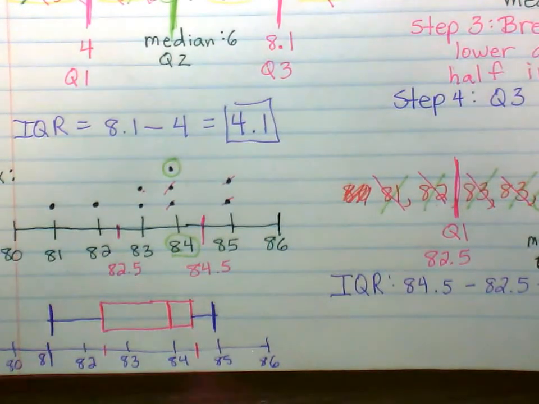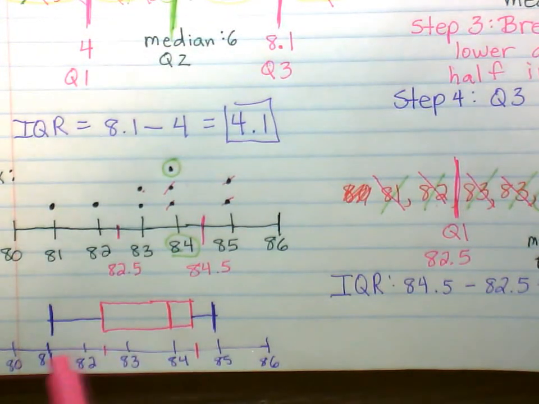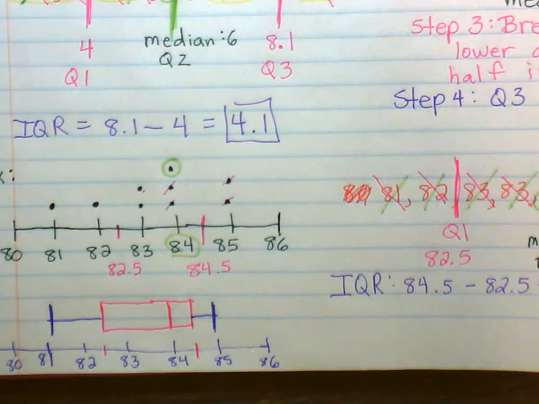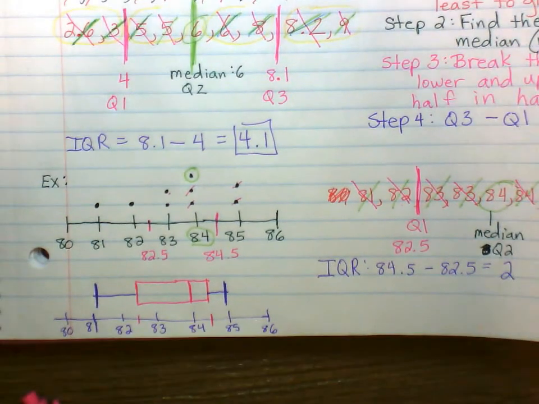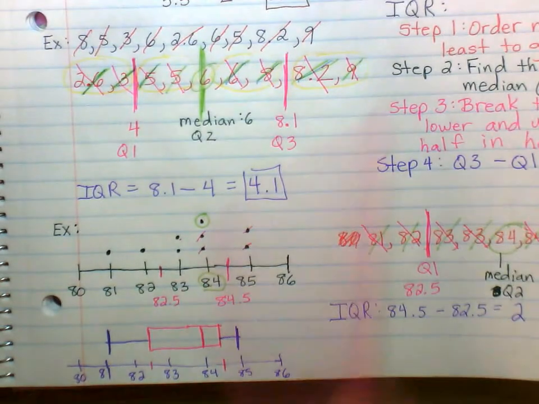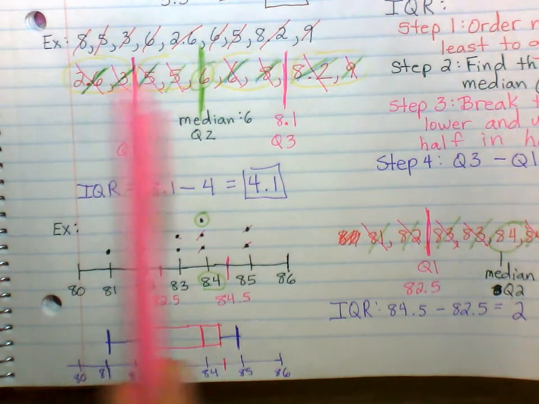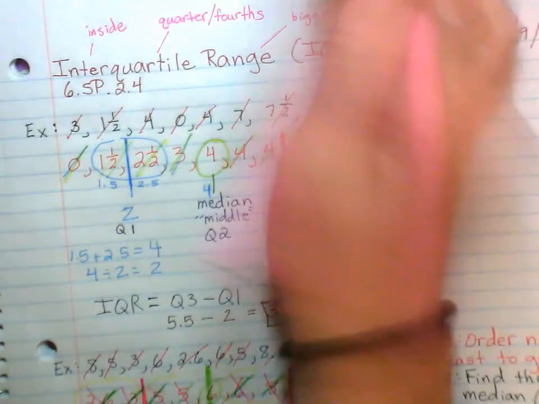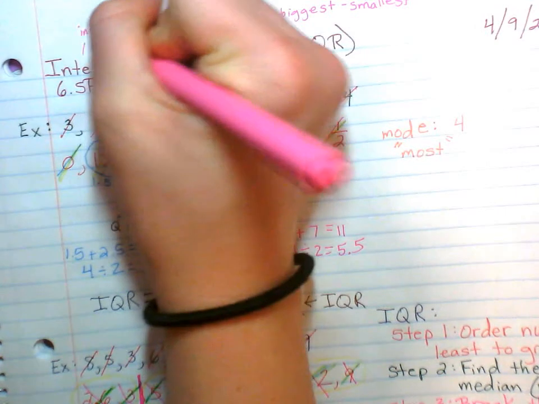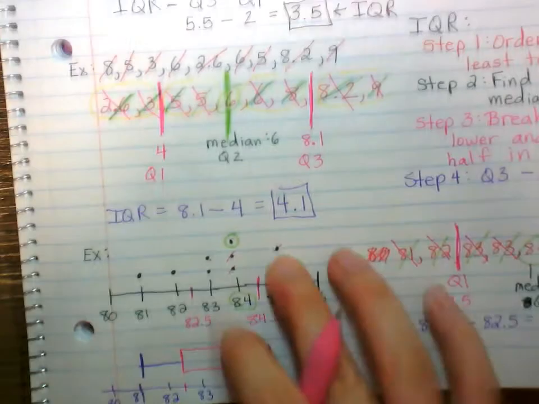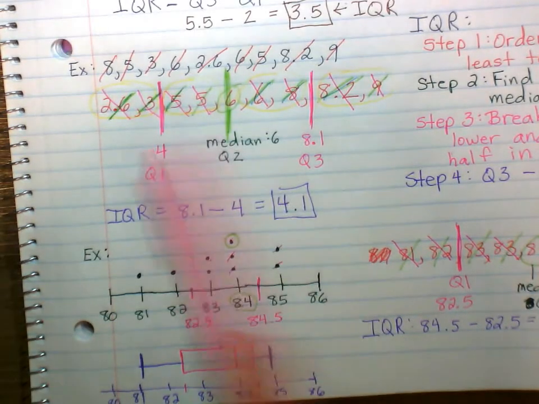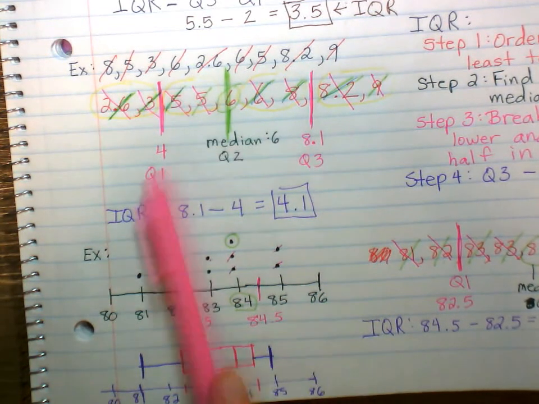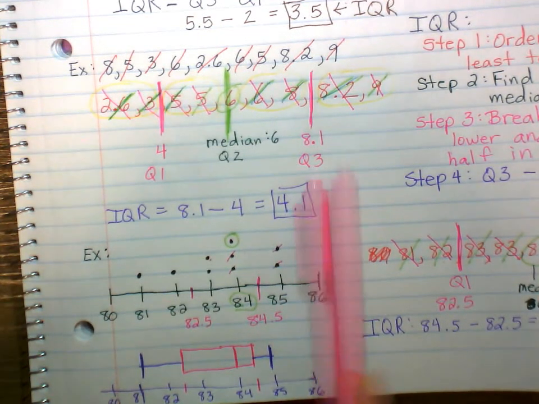We're going to be focusing more on comparing box and whisker plots next week as we continue learning about statistics. So I hope after watching this lesson, you guys feel like you understand interquartile range a lot better. You understand how to break the inside of the data into quarters. Then you pick the inside quartiles, quartile 1 and quartile 3, and find the range.